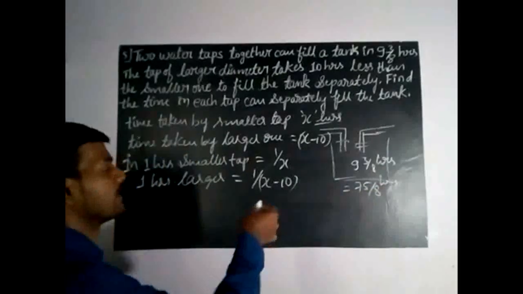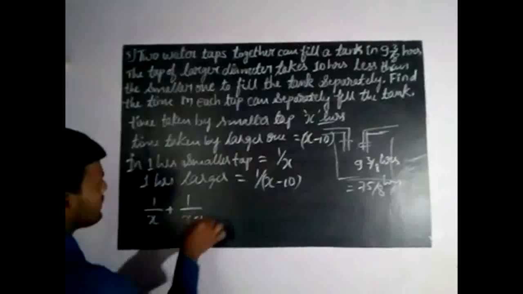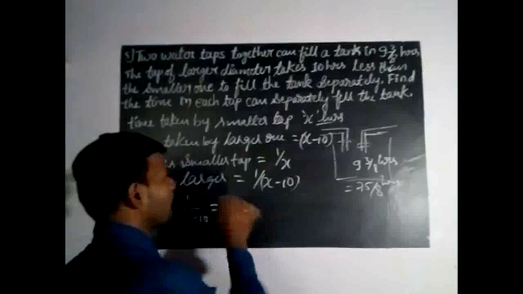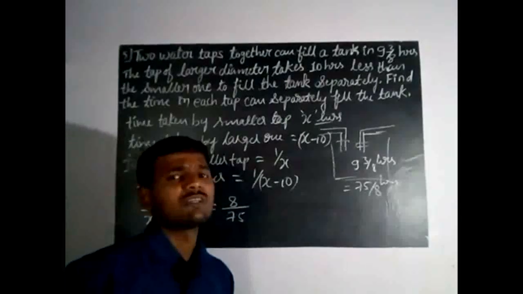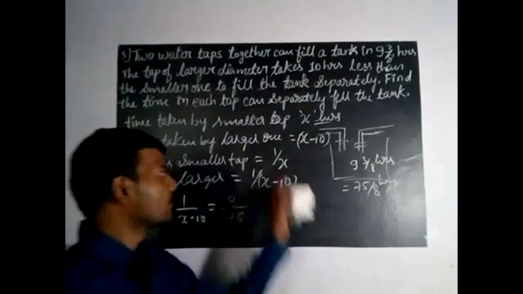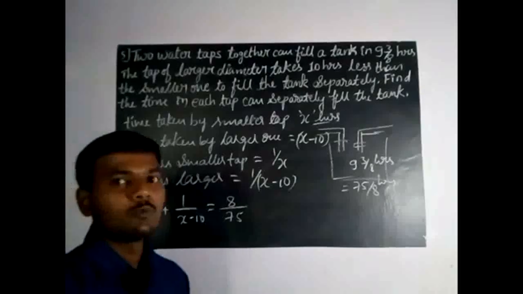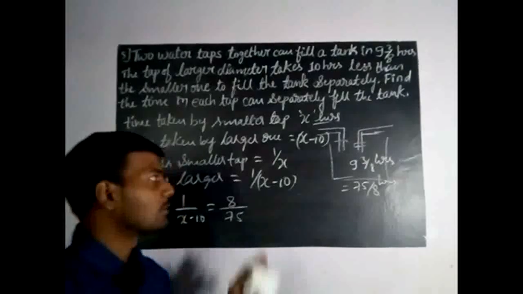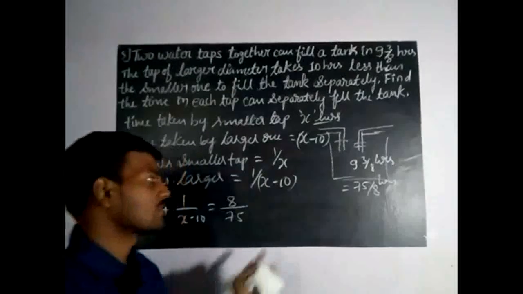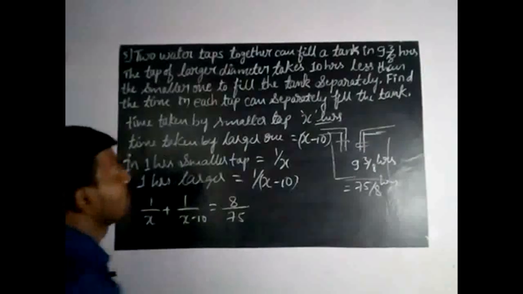Okay, let us write the equation. 1 by x plus 1 by x minus 10 is equal to 8 by 75. Why? Because here we have to take the time as reciprocal, because the part which is filled by both the taps is taken as reciprocals. So that's why we have to take the time as reciprocal. Okay, now we can simplify the equation.